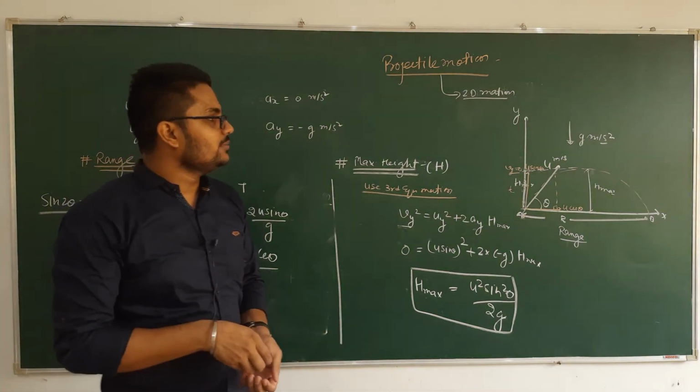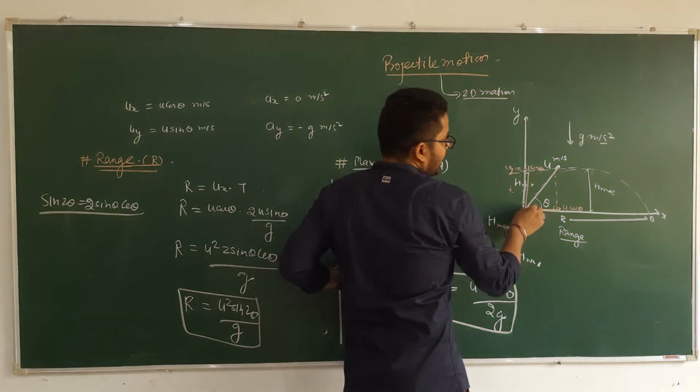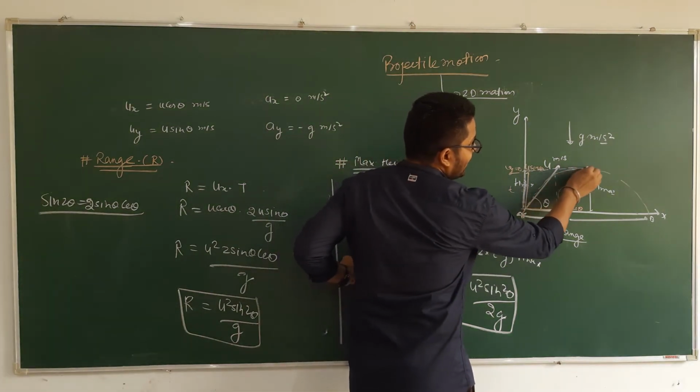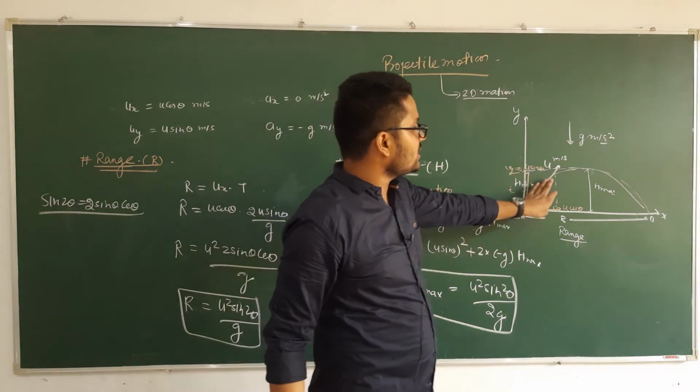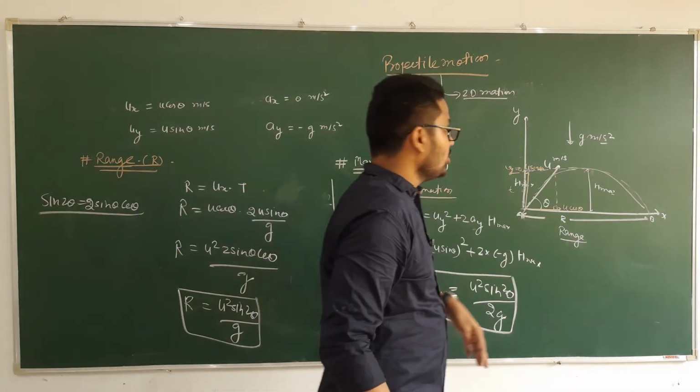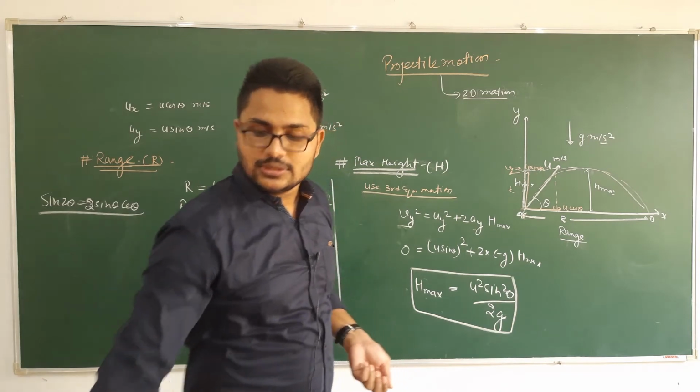Next, the particle follows this curvilinear path. This is known as the trajectory of the path. So how do we calculate the trajectory equation?